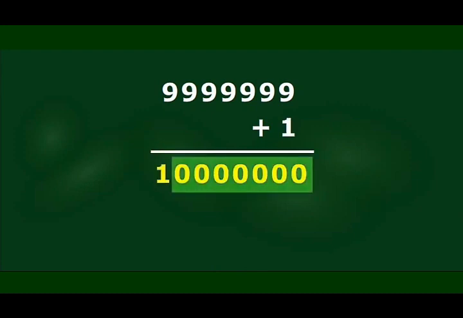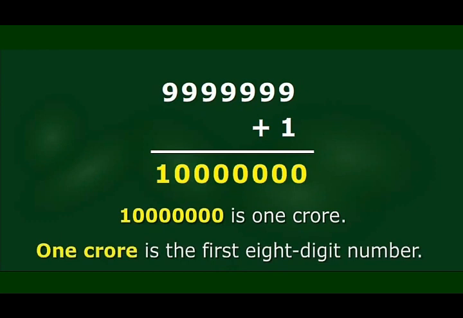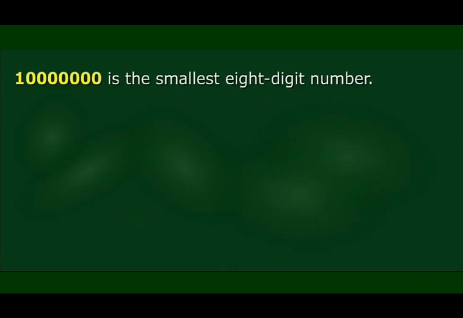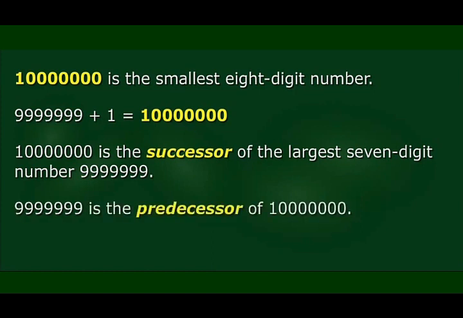Look at the largest 7 digit number. It is 9 written 7 times. It is read as 99,99,999. Now add 1 to the number. What do you get? 1 followed by 7 zeros. This is known as 1 crore. It is the first and smallest 8 digit number. It is 1 more than 99,99,999. Therefore, 1 crore is the successor of the largest 7 digit number. In other words, the largest 7 digit number is the predecessor of the smallest 8 digit number.